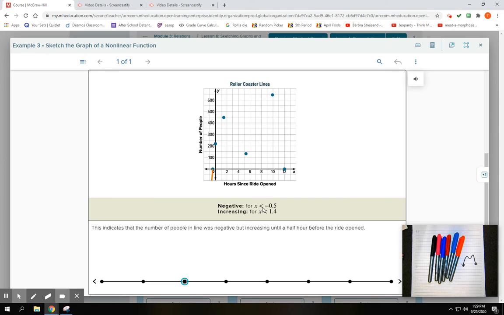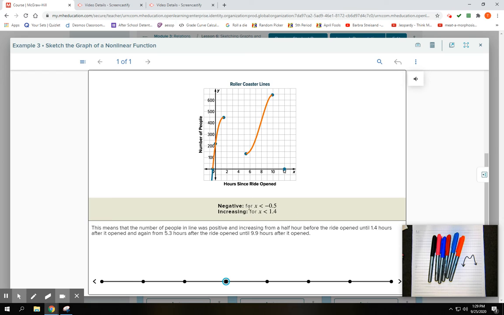It's negative for anything less than negative 0.5, and it's increasing for anything less than 1.4, right? So we're going up to negative 0.5, and we're still increasing all the way up to 1.4. This indicates the number of people in line was negative, but increasing until a half hour before the ride opened.